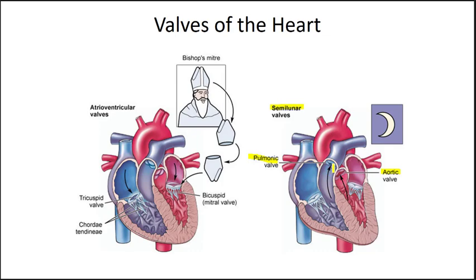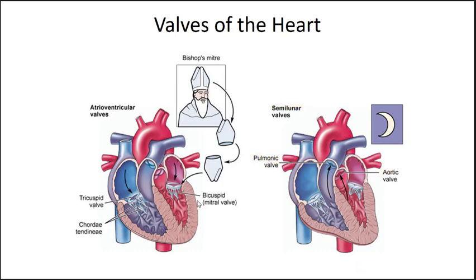The pulmonic valve is located in the pulmonary artery. Remember, we talked about these. So this is the pulmonary trunk, but this is the pulmonary artery, which we know brings blood away from the heart to the lungs. And then we have the aortic valve, which is located at the level of the aorta, which we know brings blood away from the heart to the rest of the body.